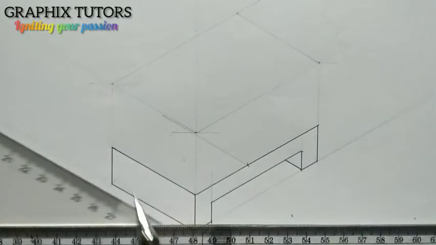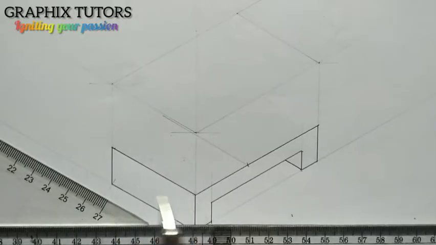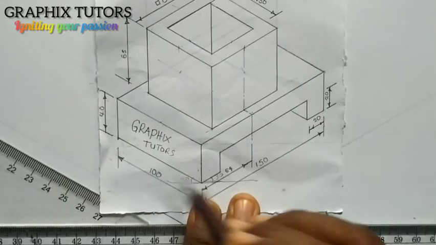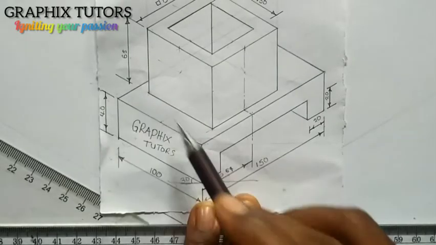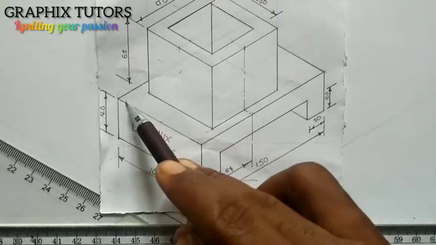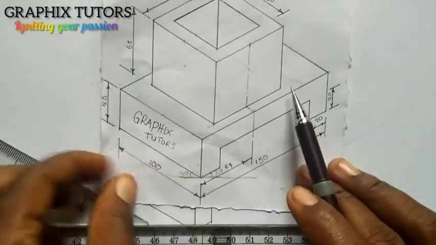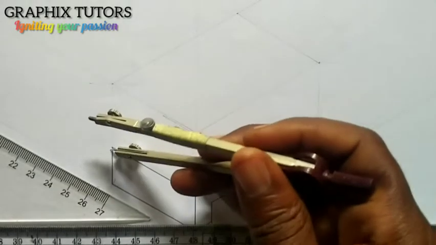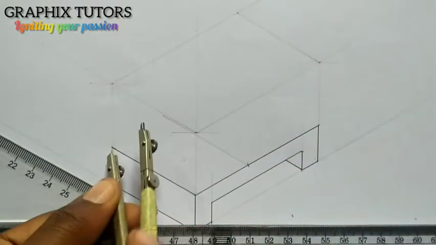Then the next one here is what? Half of this. From here to here, we know it is 100. Look at it. From here to here is 100, because they are parallel. I'm taking half of it, which is 50, to get the center of that line. So I'll measure 50 on my meter rule. So this is 50, and I'll place it at this point here, and I'm going to mark.